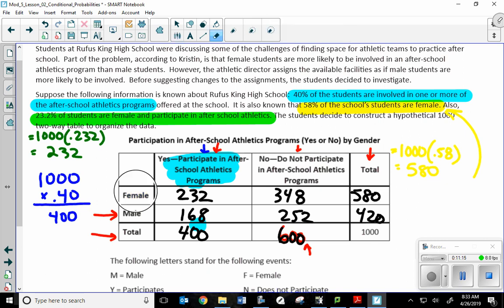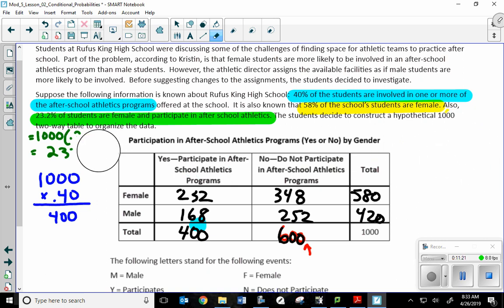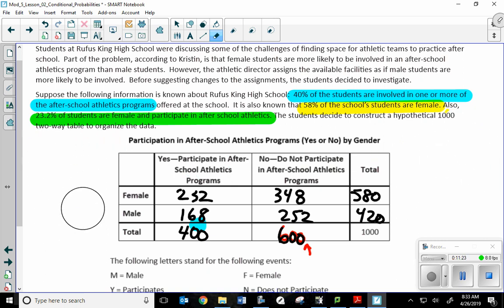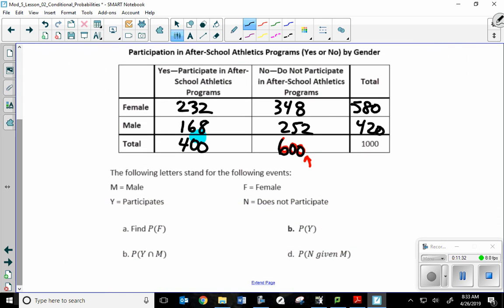That might look a little bit easier to read. And now it's all purdy. We'll erase all this jazz here. And now we got a nice clean table. And from our nice clean table, we are going to now figure out some probabilities here.